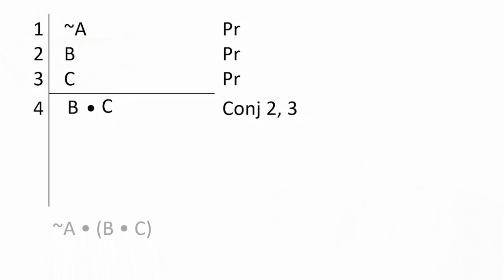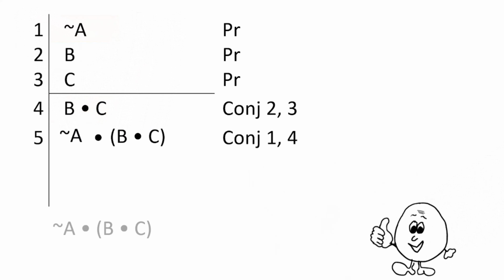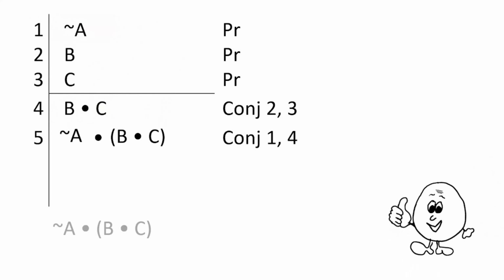Now that we have derived the proposition in line 4, the conjunction, and given our first premise, we can obtain our conclusion, again by applying the conjunction rule. We remember the order in which we want the conjuncts, and we also need to embrace the complex conjunct in parentheses. But that's it. That's the conclusion we wanted. We completed the proof.